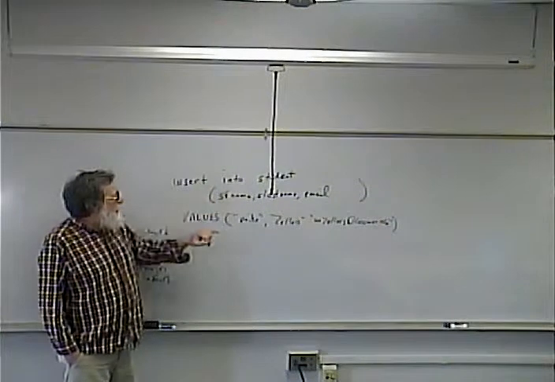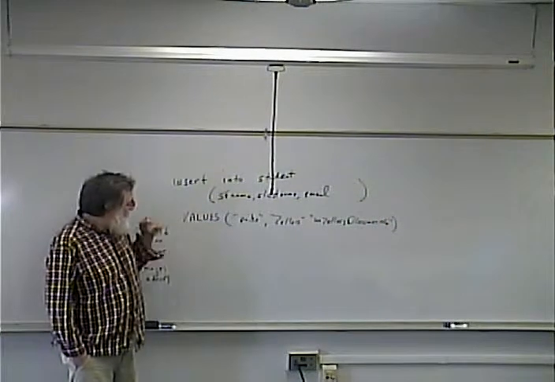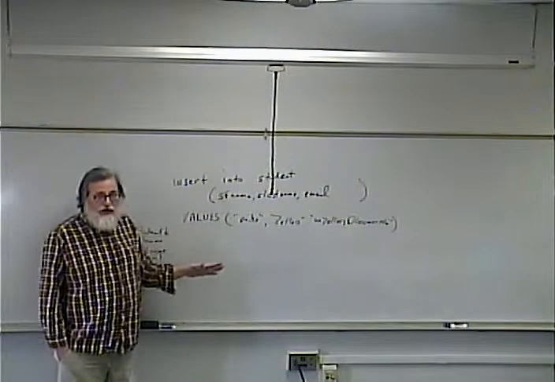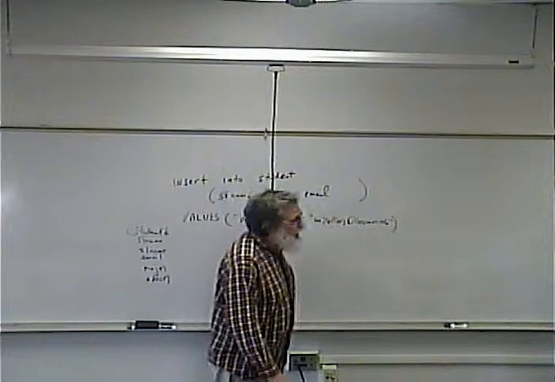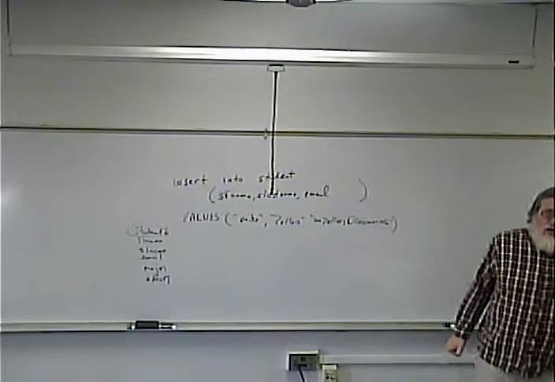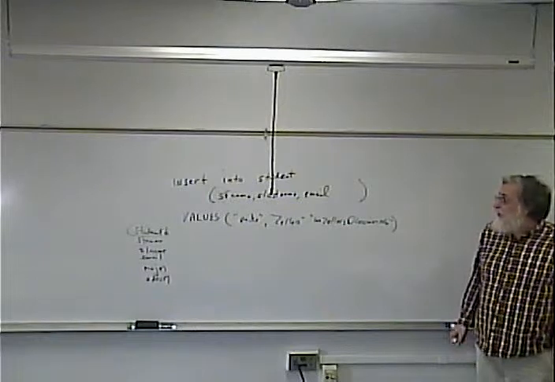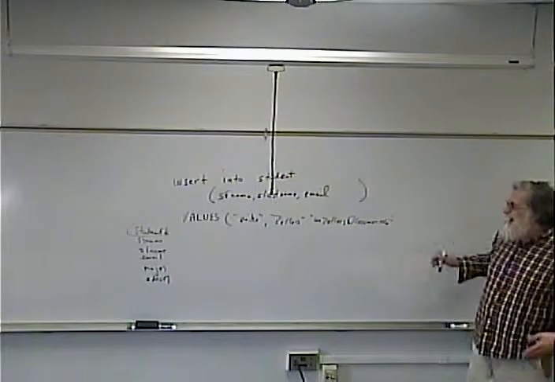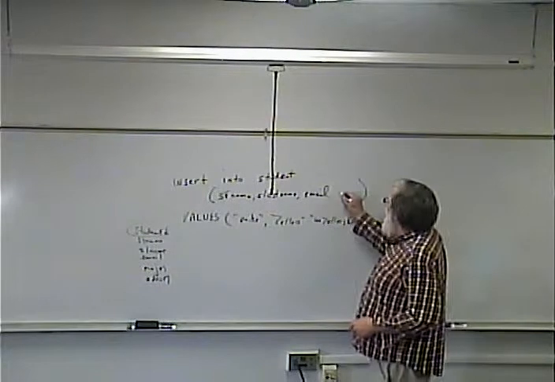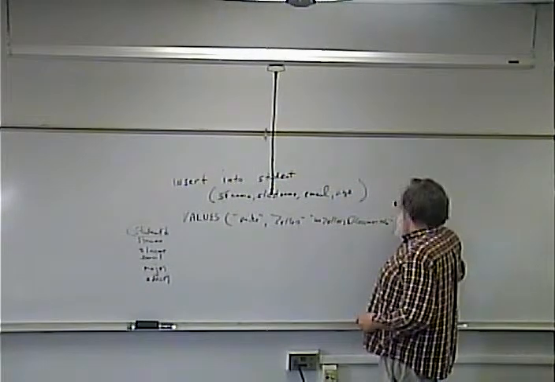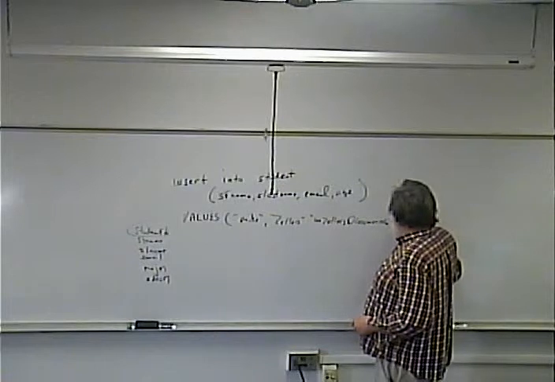So the columns in parentheses, the word values, and in parentheses is a list of values. Now, if they're string values, they're going to be put in quotes. If it's numeric values, there are not going to be any quotes. So if I had an age, let's say, let's see, how old am I this year?